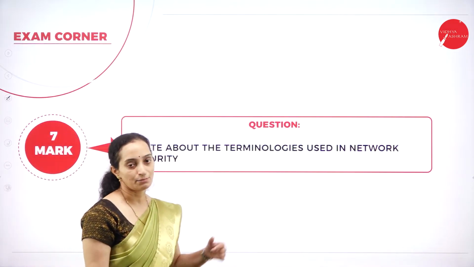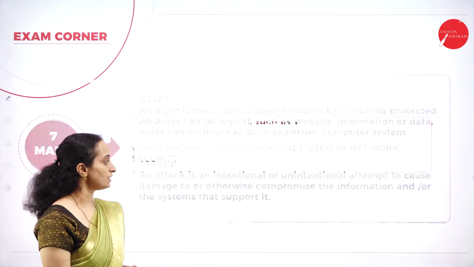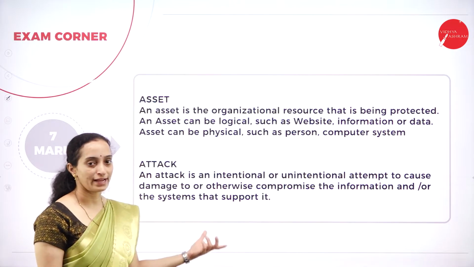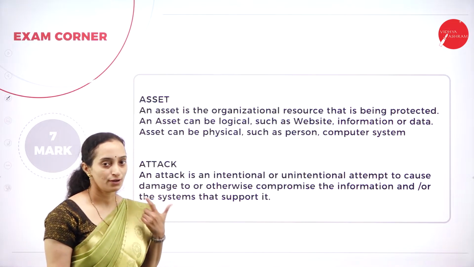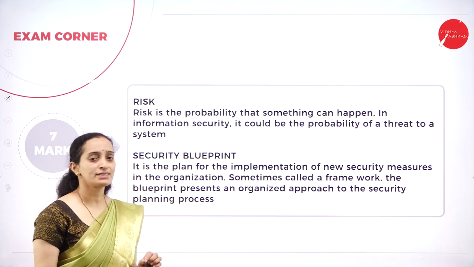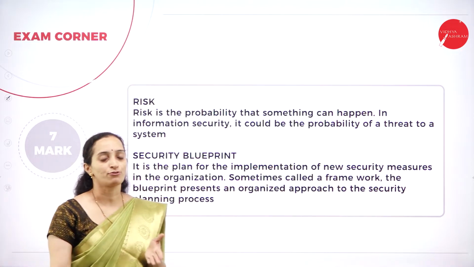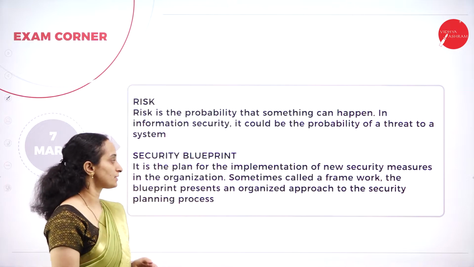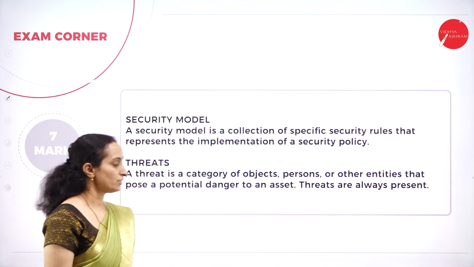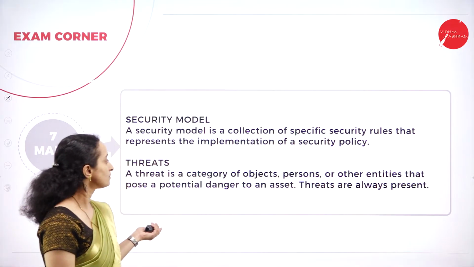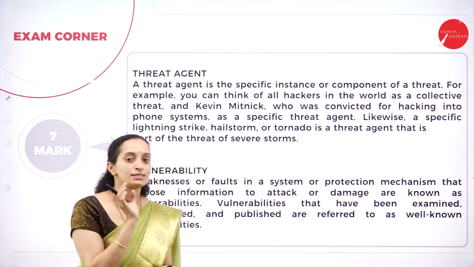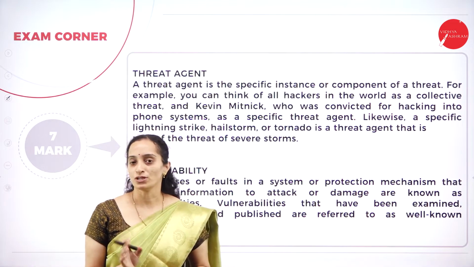Next are the terminologies used in network security. You can add a few of the points. Okay, if it is asked for 8 marks, you may mention 4 or 5 terminologies. So risk, security blueprint. For 7 marks or 8 marks, you can add 4 to 5, or 5 to 6 terminologies. If you add one more extra, there is no loss in adding. So you can fetch good marks. Okay. So next, you can have threat agent, vulnerability, include important terminologies. So it will be much more useful.